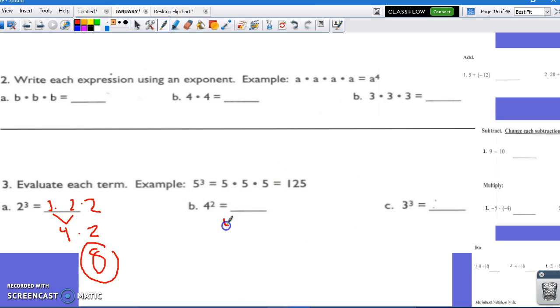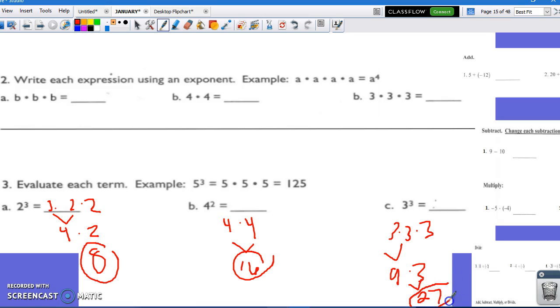This one would be 4 times 4. Not 4 times 2, 4 times 4. 4 times 4, 16. Final answer. This one, I have 3 times 3 times 3. 3 times 3 is 9, times that last 3, which is going to be 27. So I have 27, 16, and the final answer is 8. I think you guys get the idea of that.